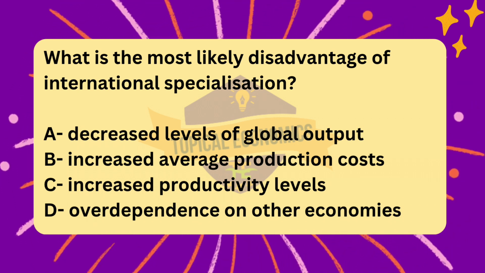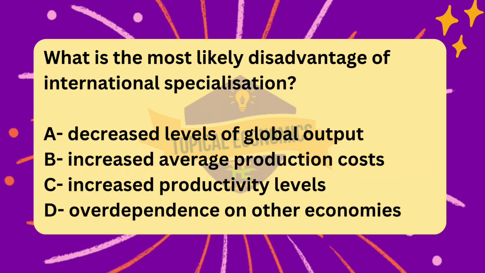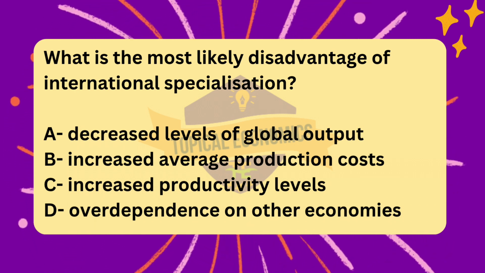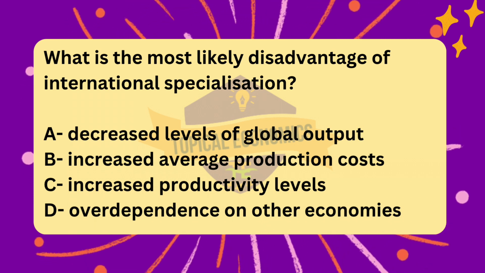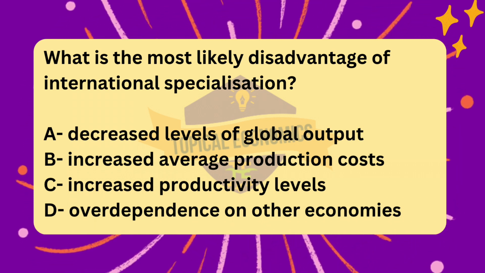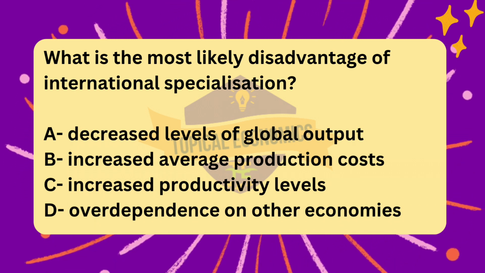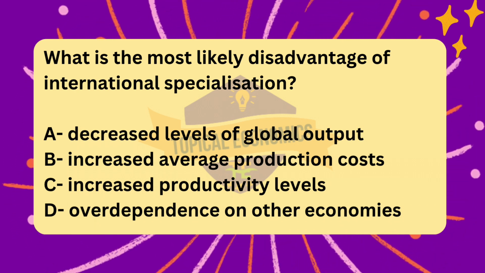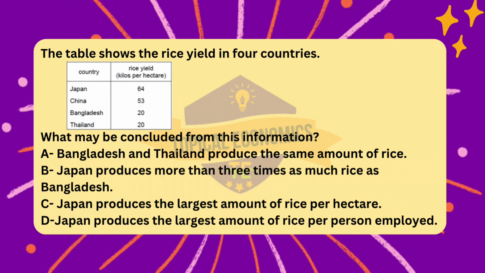Lastly, option C, increased productivity levels, is generally considered an advantage of specialization. By concentrating on what they do best, countries can improve productivity and produce more with fewer resources. Specialization leads to efficiency gains and higher levels of output, so increased productivity is usually a positive outcome, not a disadvantage. Moving to question 9.